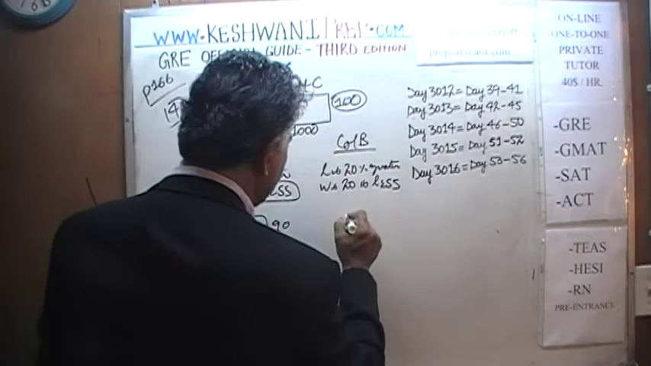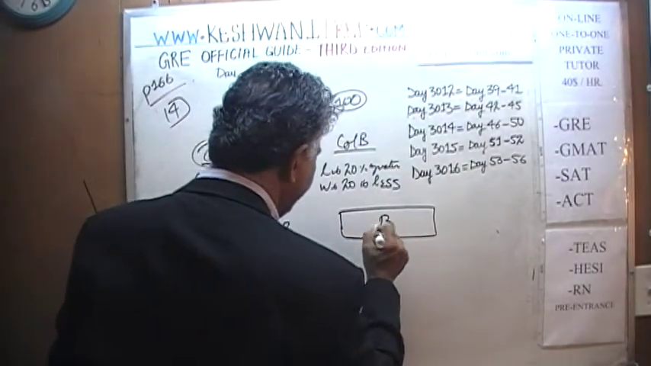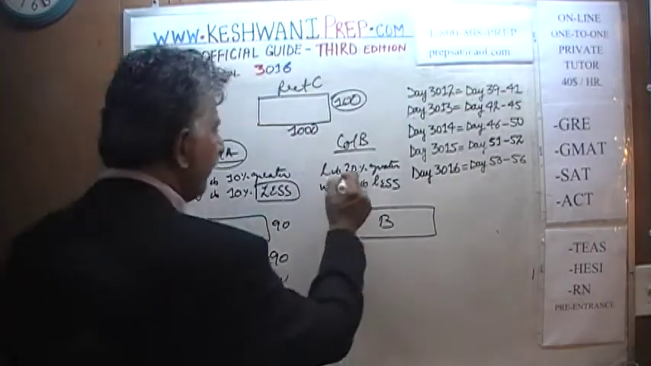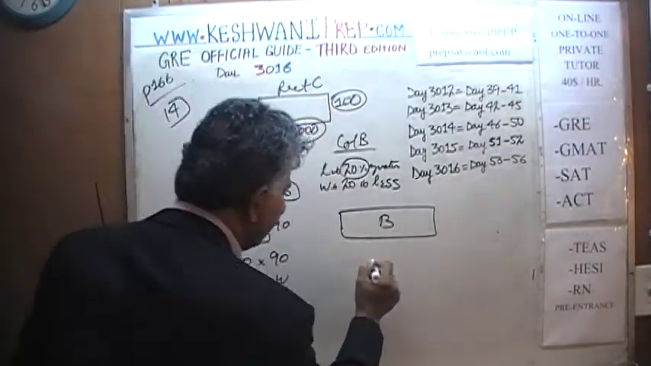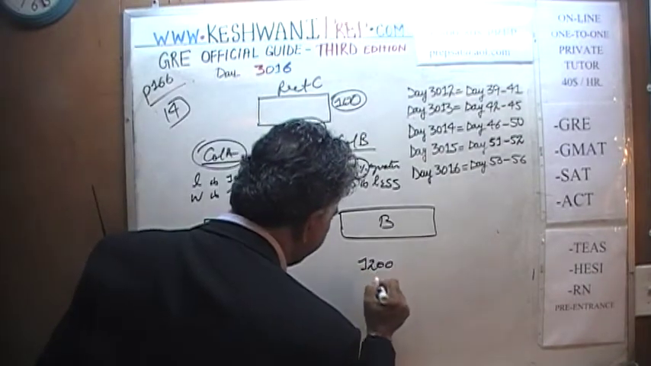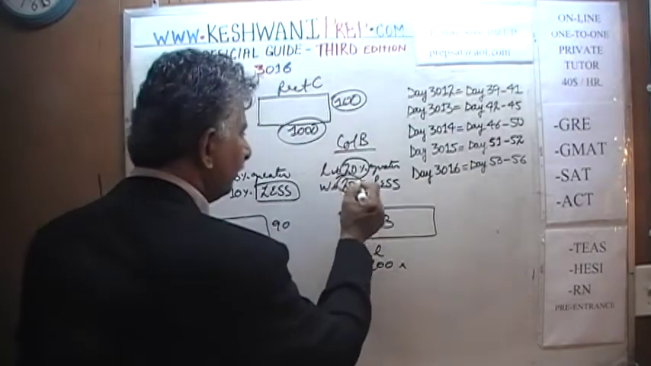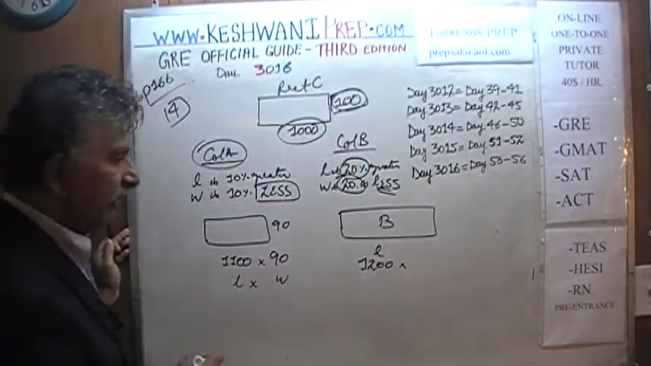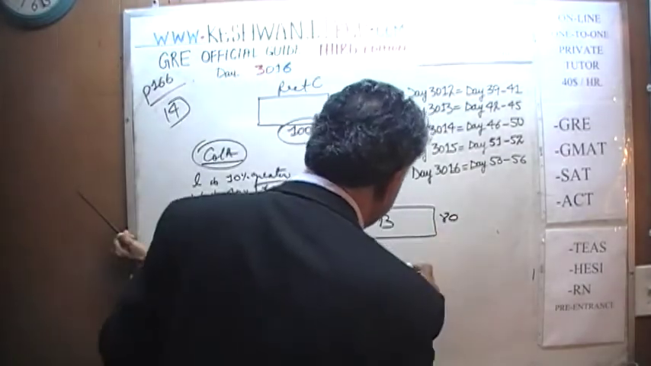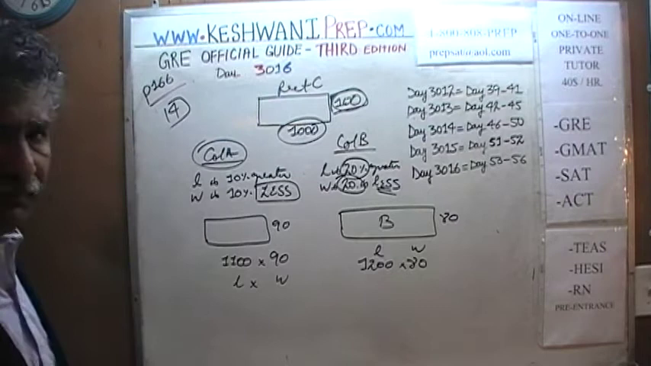Let's look at area of rectangle B. This is B, and we are told the length is 20% greater. Before it was 1000, now it is going to become 1200. This is the length. And the width is 20% less. Before, the width was 100, now it is going to become 80. This is the width. That's it, we are done.